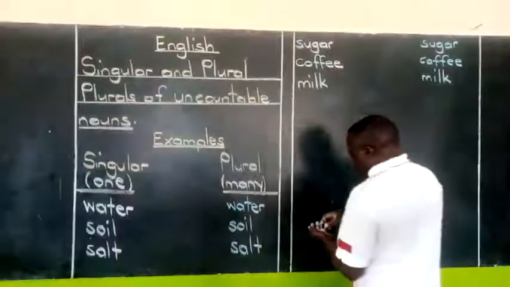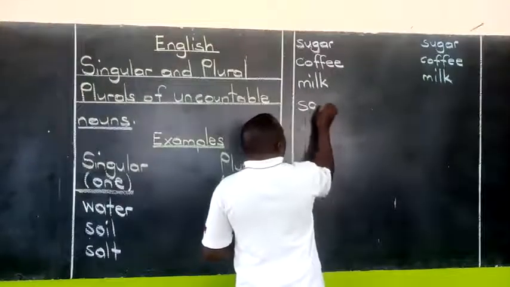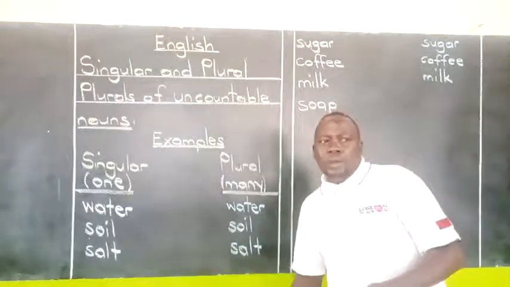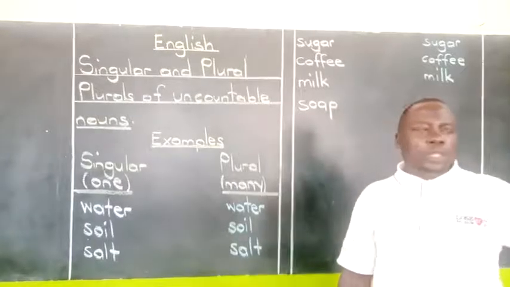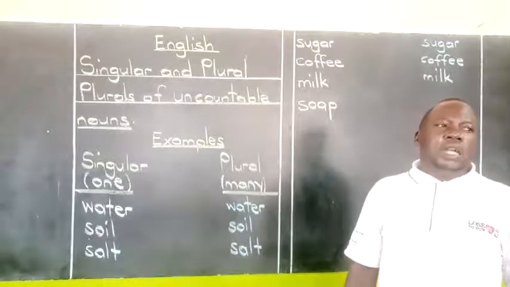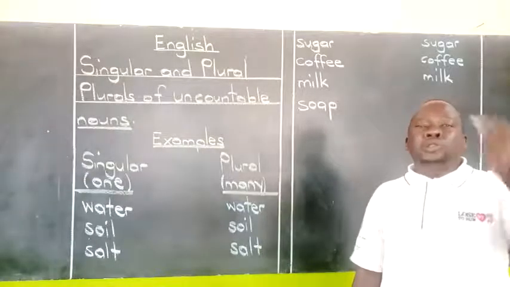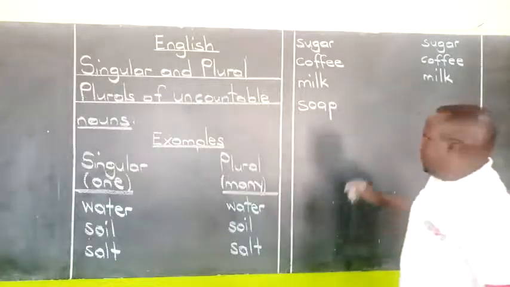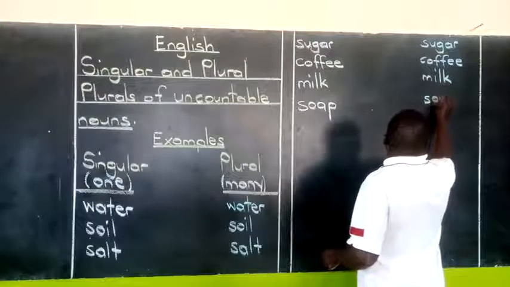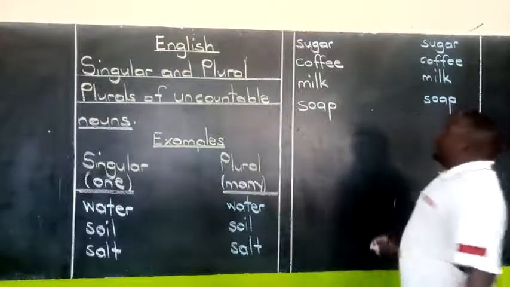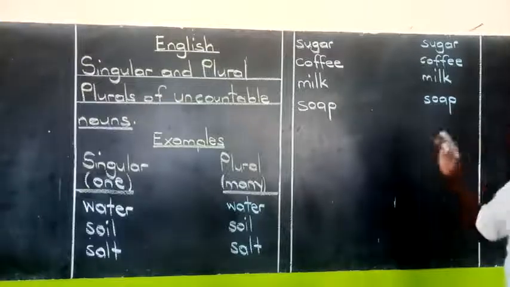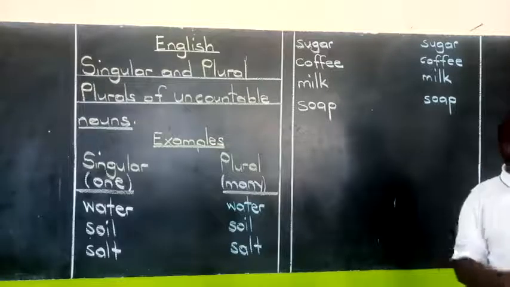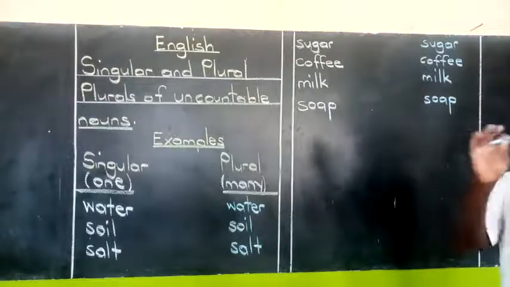We have soap. Somebody can say, teacher, you can count soap. Yes, but you cannot say 1 soap, 2 soaps, 3 soaps. It is counted in bars, or it is also measured in kilograms. So soap remains soap. It can be counted in bars: 1 bar of soap, 2 bars of soap, 3 bars of soap. But you cannot say 1 soap, 2 soaps. No.